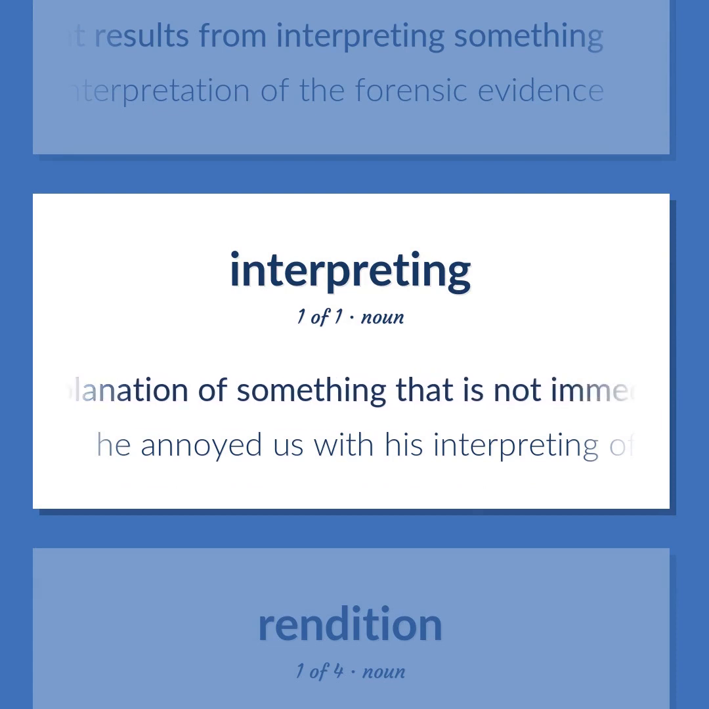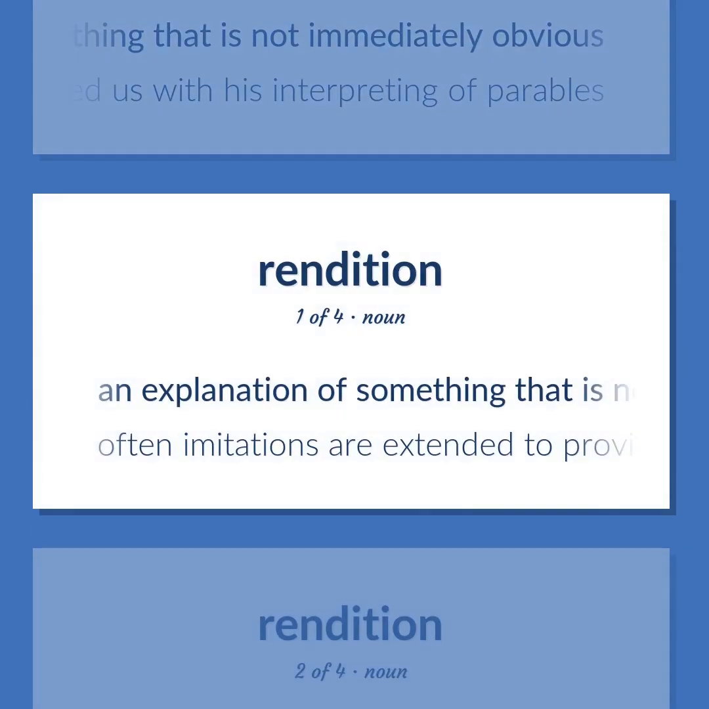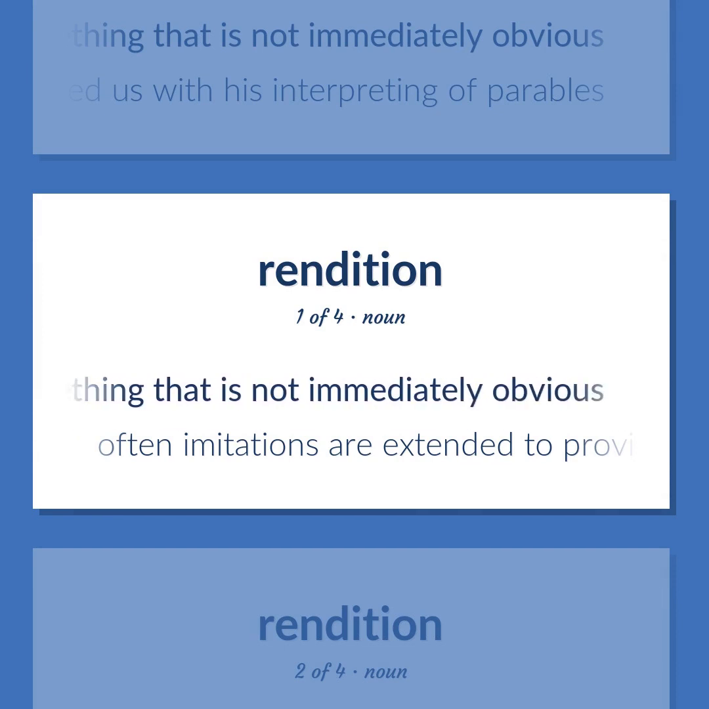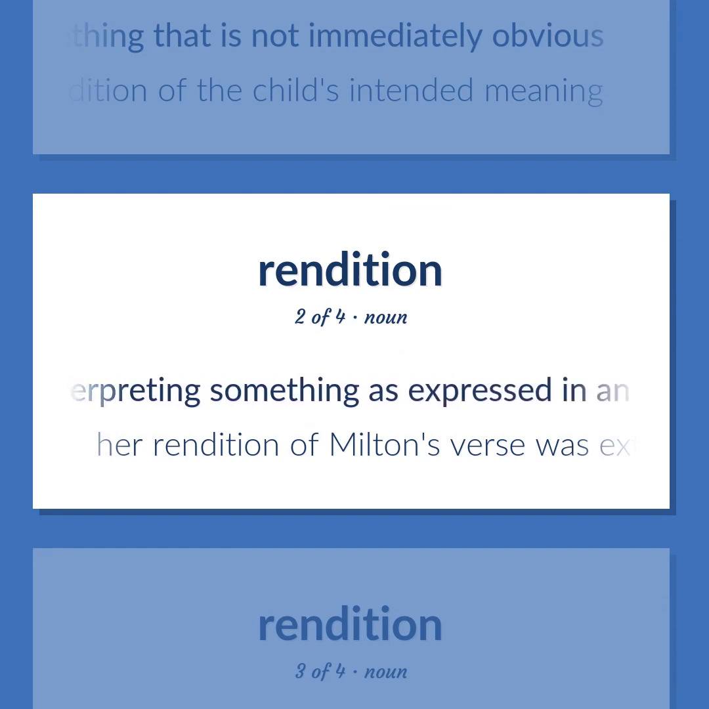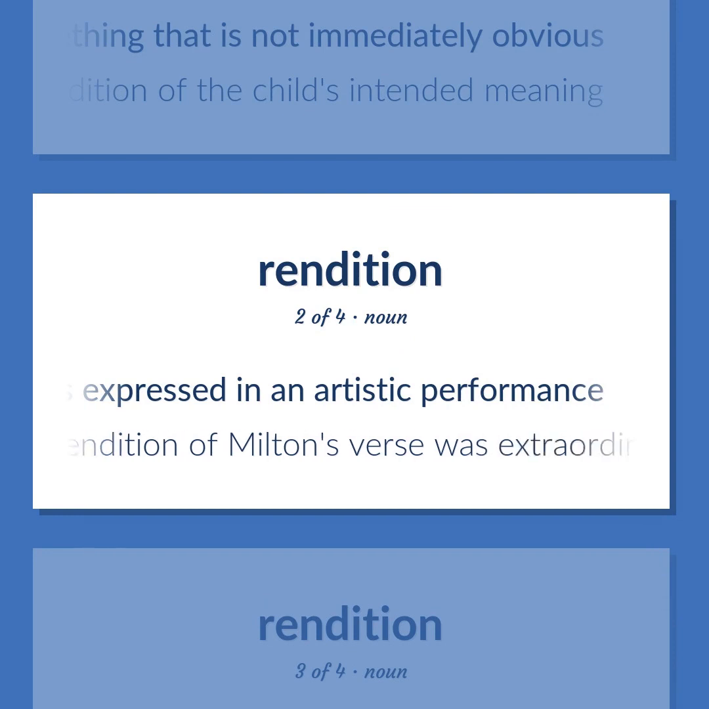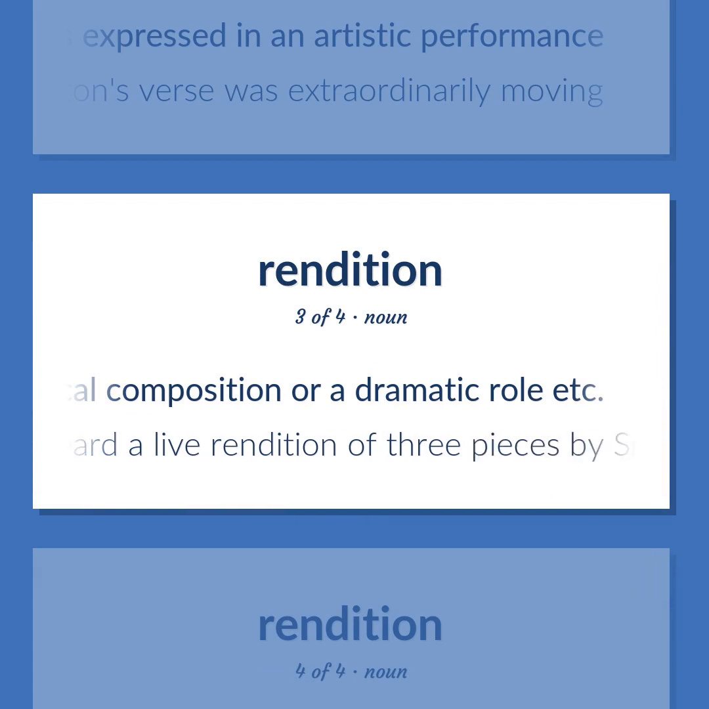An explanation of something that is not immediately obvious. He annoyed us with his interpreting of parables. An explanation of something that is not immediately obvious. Often imitations are extended to provide a more accurate rendition of the child's intended meaning. The act of interpreting something as expressed in an artistic performance. Her rendition of Milton's verse was extraordinarily moving. A performance of a musical composition or a dramatic role, etc. They heard a live rendition of 3 pieces by Schubert.